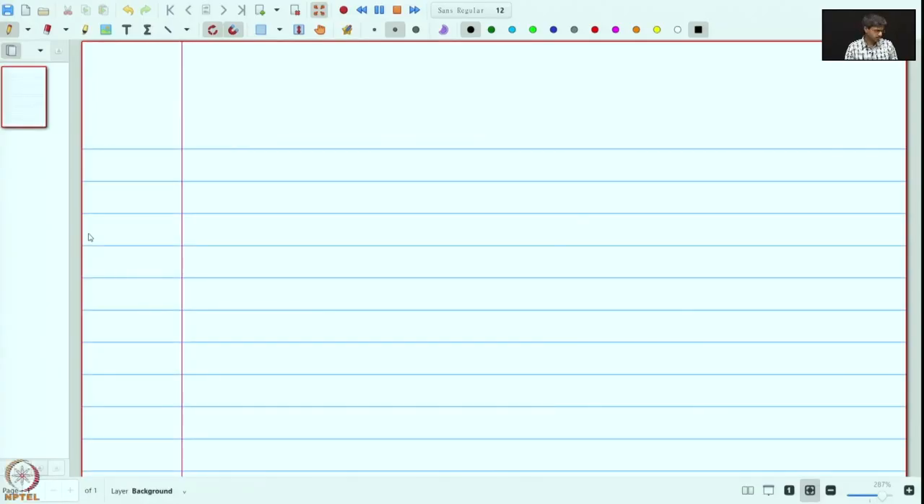Okay, so let us return to the example of subspace topology, and now we will consider a slightly more complicated example. So let X be R with the standard topology. So this is example 4. So this is lecture 5.